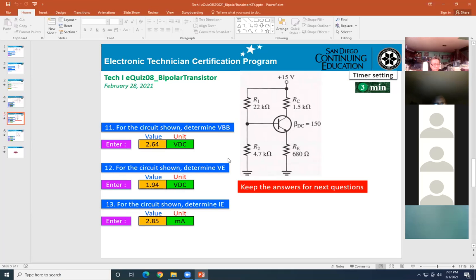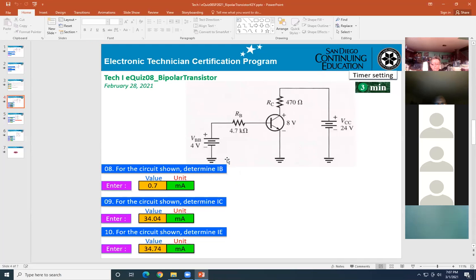Mr. Pham, could you please go back one slide to the previous slide? That one? Mr. Pham, can you give me the formula for number 10? How did you get 34.6? Number 10.